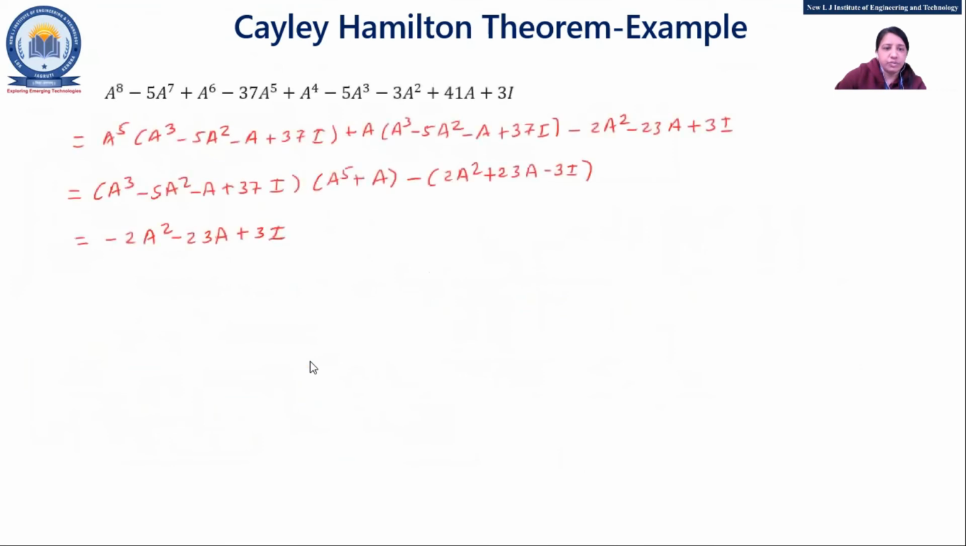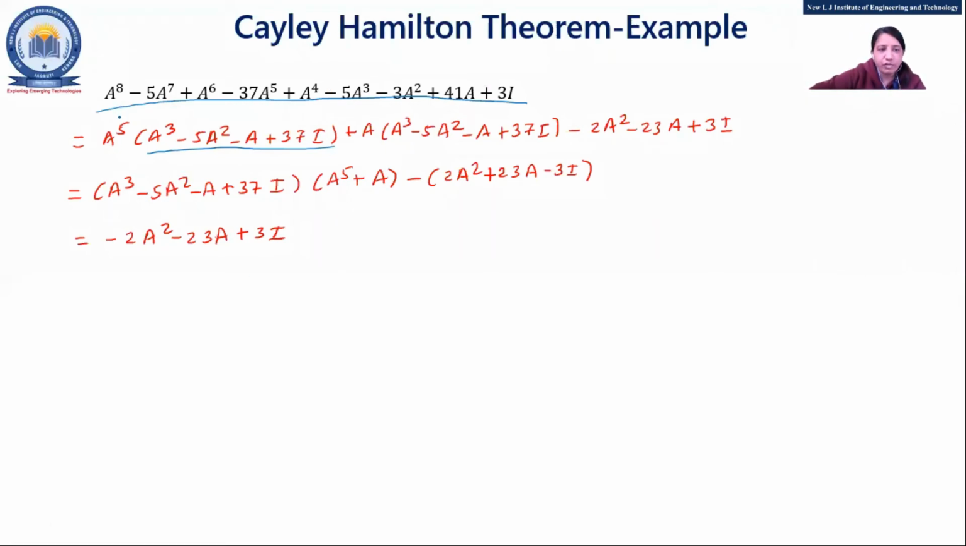Okay, we'll go for this. A raised to 8 minus 5a7, this equation. Now what? Our characteristic equation is this. So we will try to take something as a common and we'll try to build this, right?